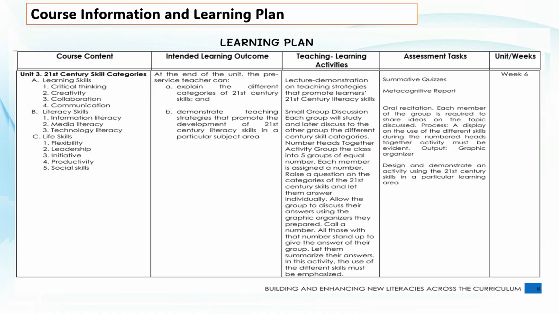Part B, Literacy Skills. The second category is literacy skills, which include information literacy, media literacy, technology literacy. Activity. We will conduct small group discussions. Each group will study one skill category and later present their findings to another group. Process. This collaborative exchange ensures that all groups gain a comprehensive understanding of the literacy skills.